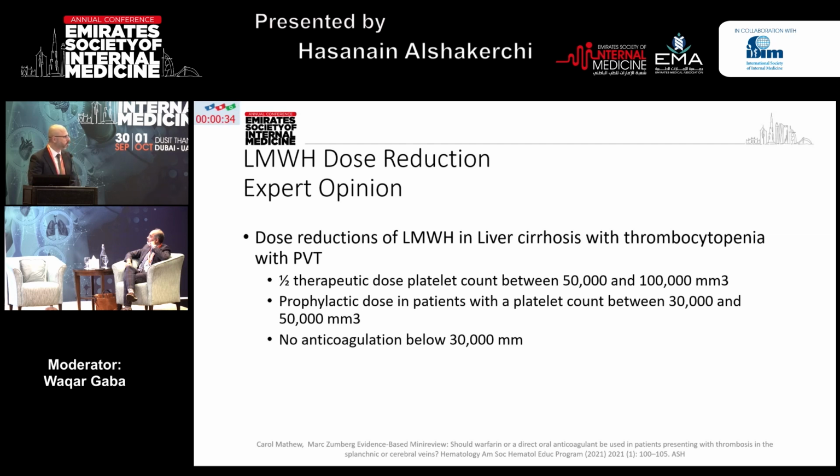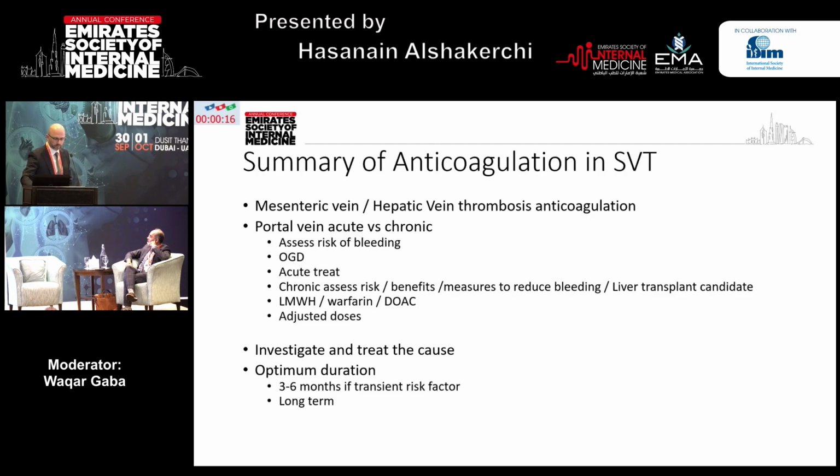For example, they are on a beta blocker, they've been scoped, and their esophageal varices are banded or under control. Then you use half of the dose when their platelets are between 50 and 100,000. When their platelets are between 30 and 50,000, you use a prophylactic dose, and no anticoagulation for patients below 30,000.